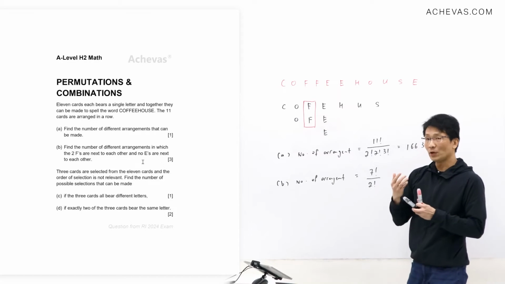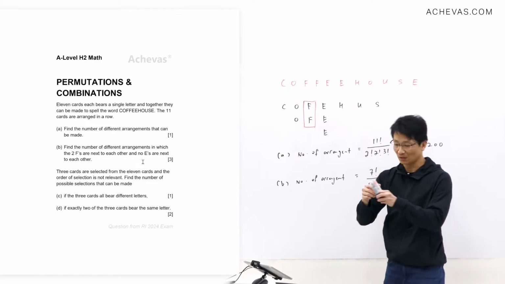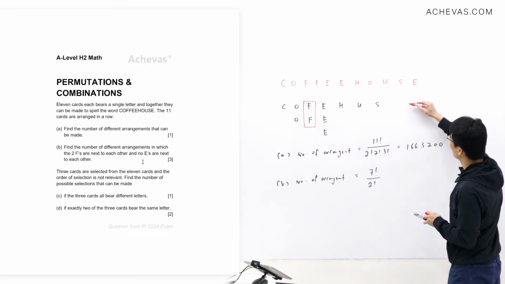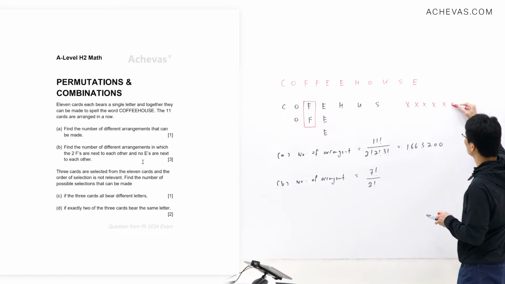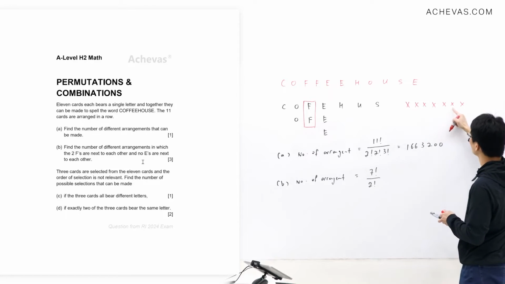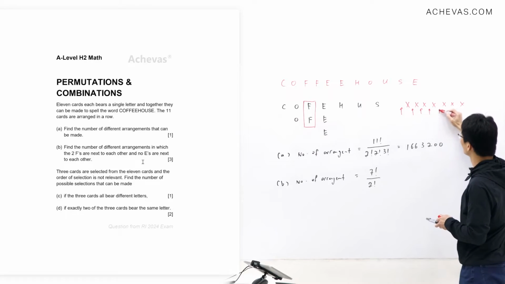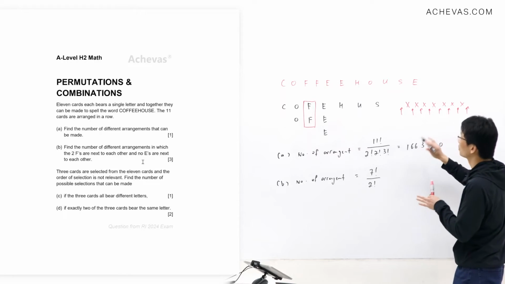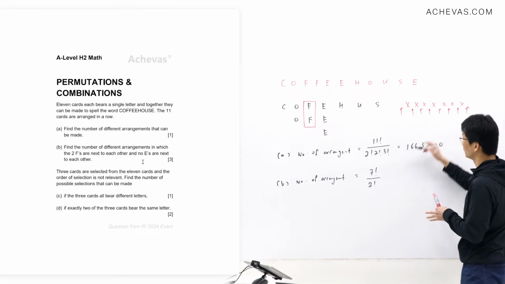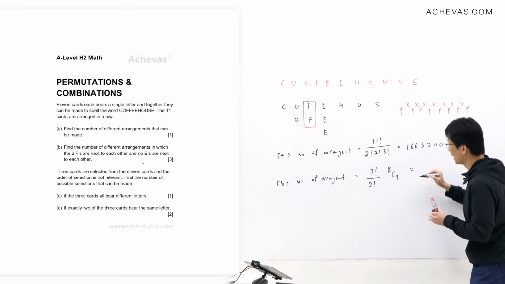Now, if we have 7 units, it means that I will have 8 slots to slot in the E's. For example, I just write down 7 letters first, 1, 2, 3, 4, 5, 6, 7. So we can see that there are a total of 8 slots. And we will be choosing 3 slots to slot in the 3 E's. So out of the 8, it will be 8 choose 3.